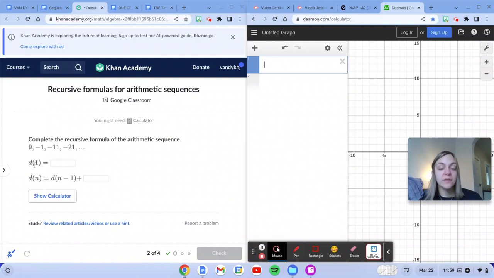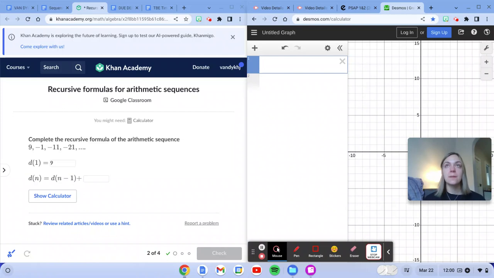So d of 1, the very first term, is what number? Well, we see that it's 9. And now we have to figure what we're adding or subtracting by to get from each number in the sequence. So this one, it keeps getting negative and more negative and more negative. So this is indicating to me that we have to be subtracting. Because if we're adding numbers, we're going to see positive numbers. In this case, it keeps getting more negative. So we have to be subtracting.